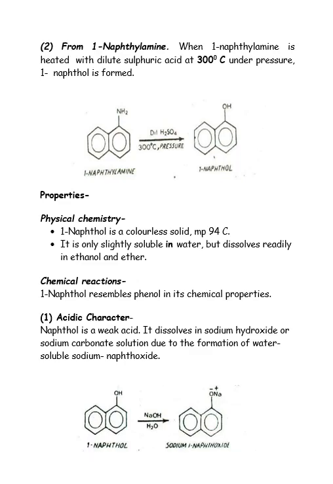Properties. Physical property. 1-naphthol is a colorless solid. The melting point of the compound is 94 degrees centigrade. It is only slightly soluble in water but dissolves readily in ethanol and ether. Chemical properties. 1-naphthol resembles phenol in its chemical properties.